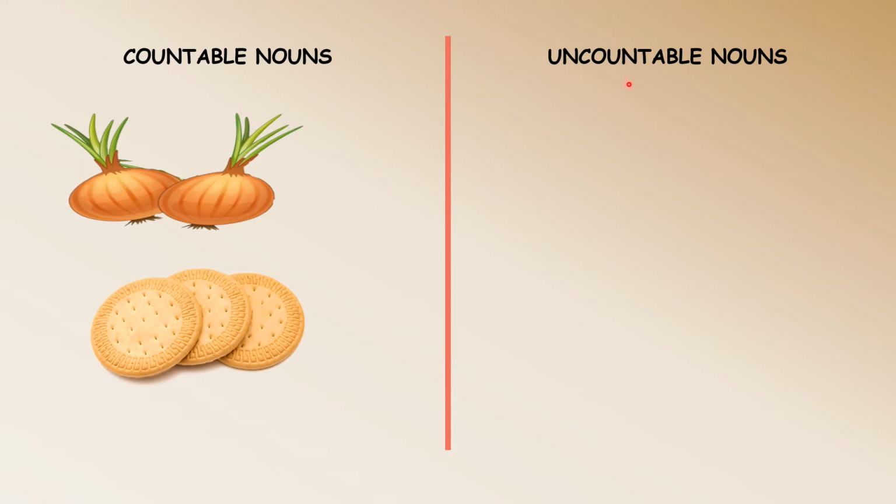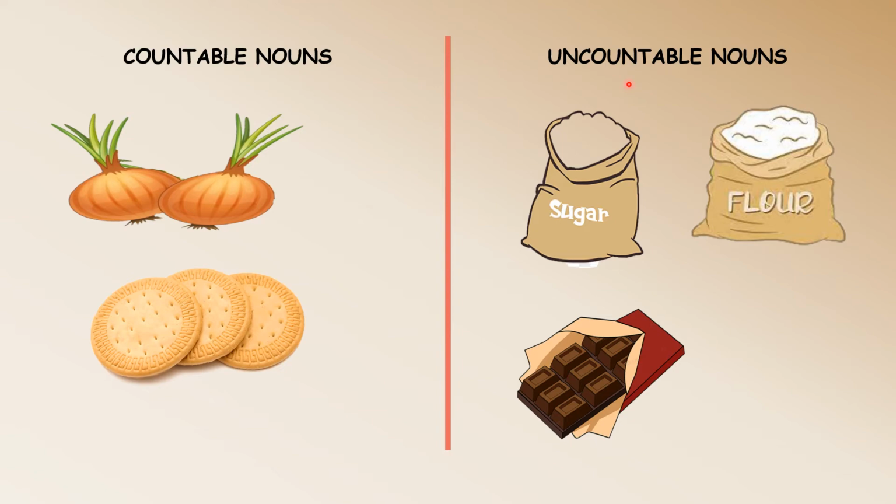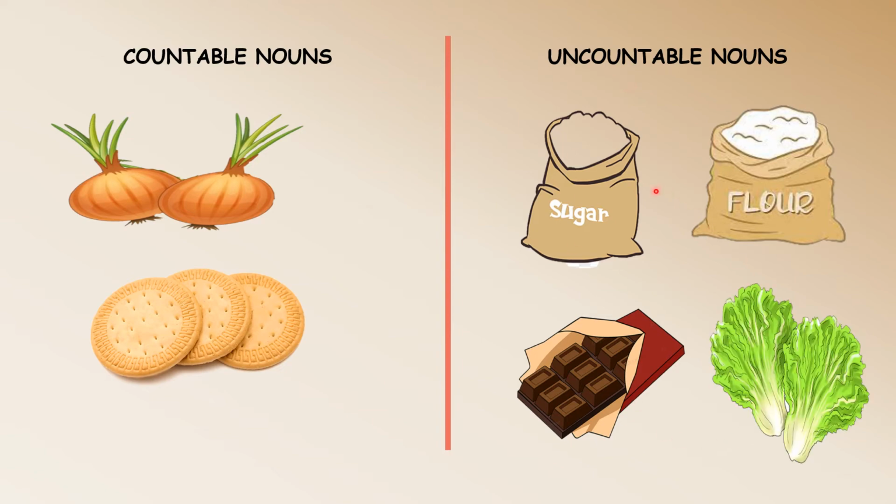So let's proceed with uncountable nouns. The things or food that we can find in the song which are uncountable nouns are sugar, flour, chocolate, lettuce. These four foods cannot end with the letter S. No matter how much or how many they are, you cannot place a letter S at the end of each word. Sugar cannot be sugars. Flour cannot be flours, because they are uncountable nouns.